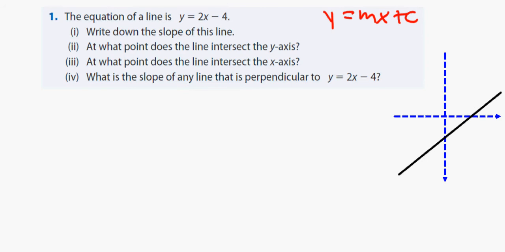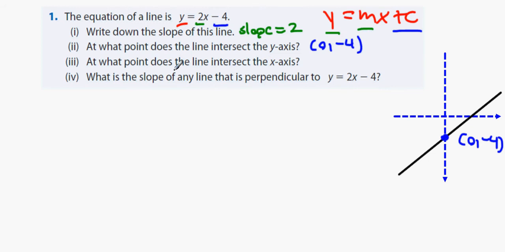So for example, y is the same as the y here. 2 is the same as m. This means the slope equals 2, because m is the slope and m is 2. We see that the c value is minus 4. So this means that it hits the y-axis at 0, minus 4. So it intercepts at 0, minus 4.